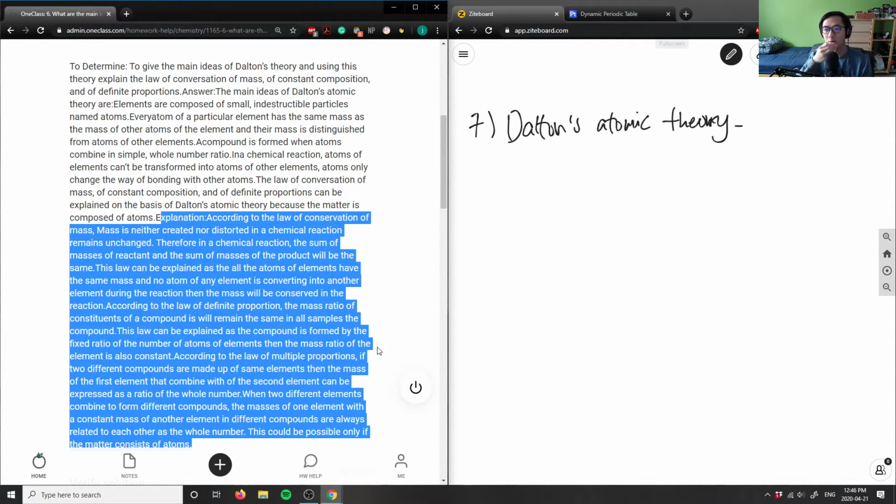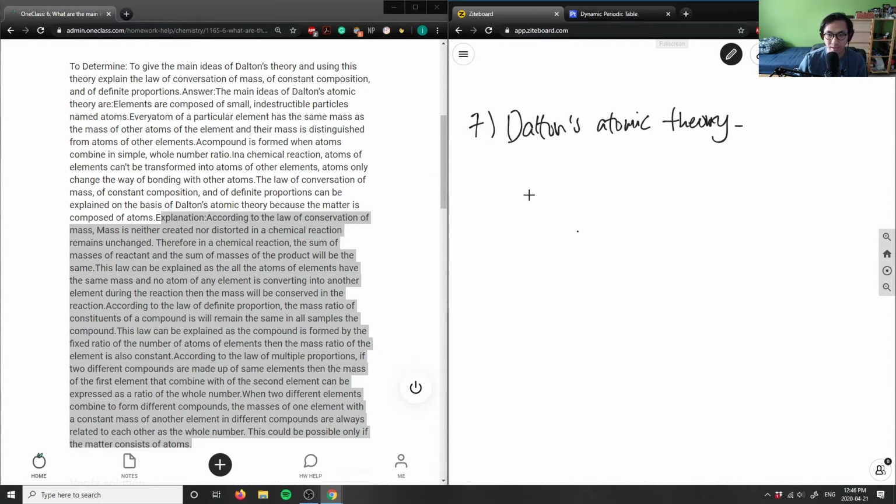So it's saying, according to the law of conservation of mass, mass is neither created nor destroyed in a chemical reaction; it remains unchanged. Therefore, the sum of the masses of the reactants and the sum of the masses of the products will be the same. Good. So this law can be explained as all atoms of an element have the same mass and no atom of any element is converted into another element during the reaction, so the mass will be conserved. That's good.